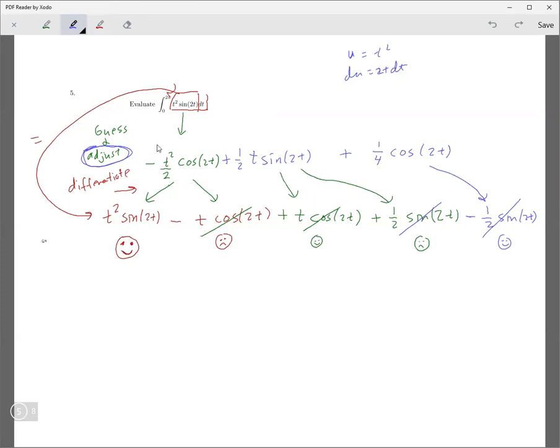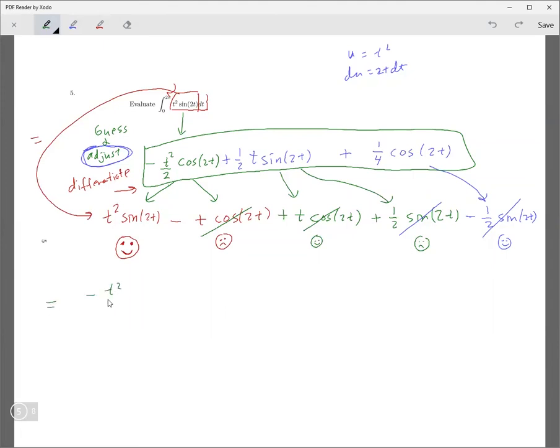Okay, so that means that all of this is the integral of that. And I just need to evaluate that from 0 to 2 pi.